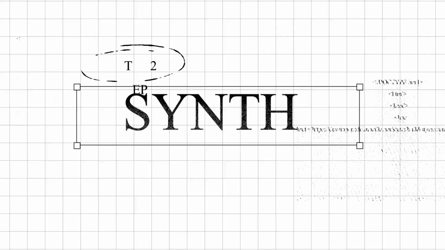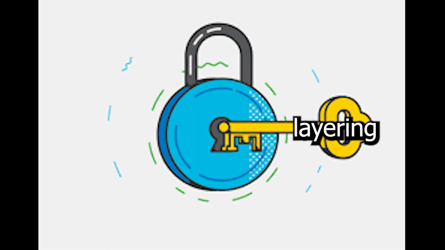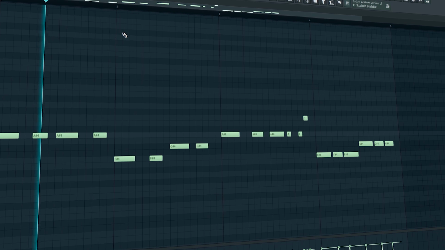Step 2, synth part. Here's where the magic happens. Layering is key. Begin with a deep, rumbling bass preset to add weight and depth to your track.